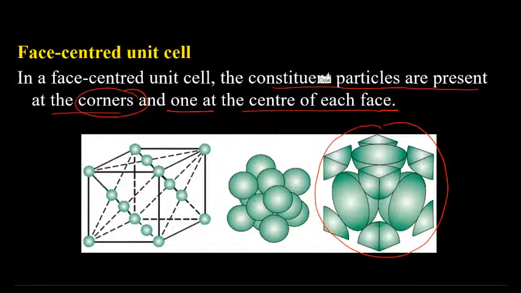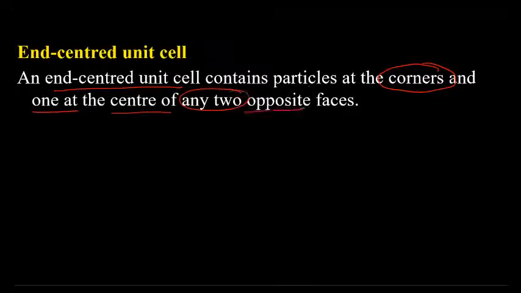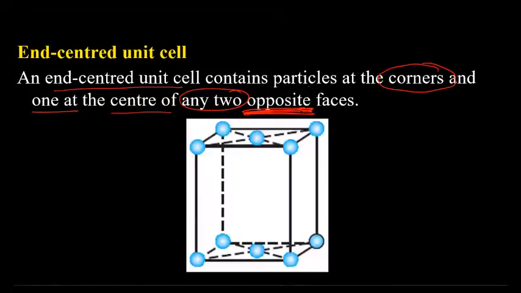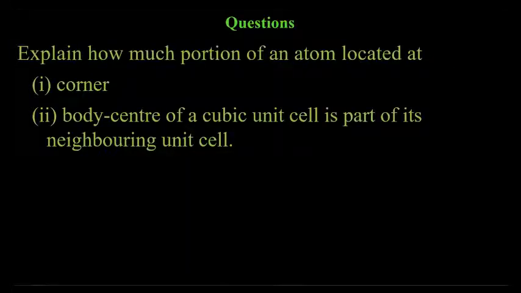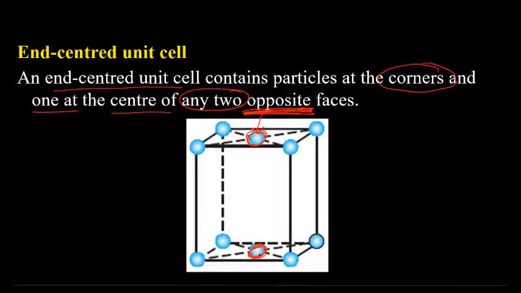Yes, Prita. And OA will be 4, correct. Now, end-centered unit cell. An end-centered unit cell contains particles at corners as usual and one at the center of any two opposite faces. Say top, bottom. Next question. Is that clear now to everyone?